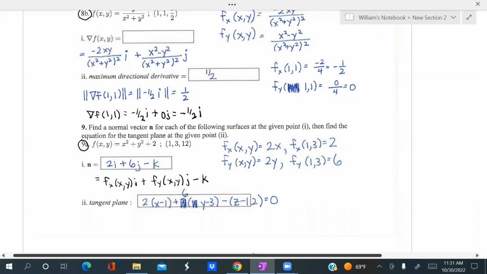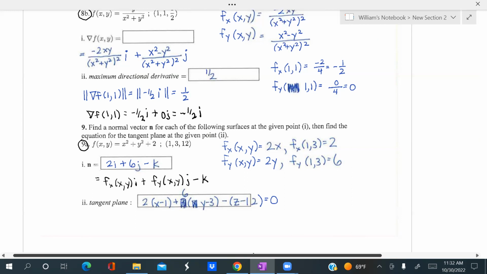So we just plug those into our normal vector formula. We get 2 times i plus 6 times j minus k, right? So there's the normal vector to the surface. That should be an easy problem to get on the test, right? Calculate partial derivatives.